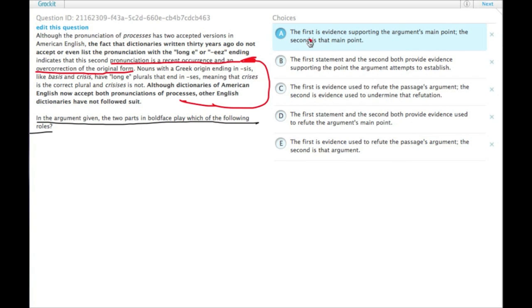A, the first is evidence supporting the argument's main point. That's true. The second is that main point. That's not true. It's additional evidence.